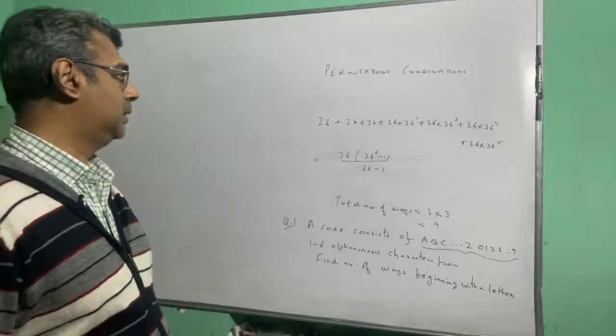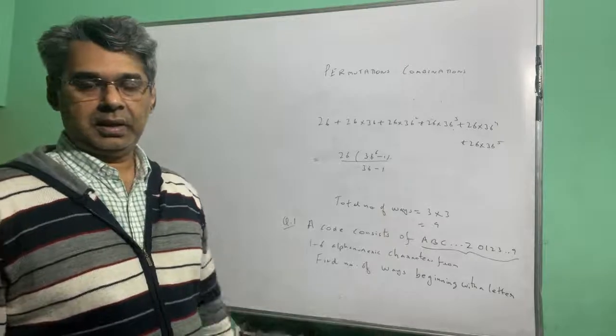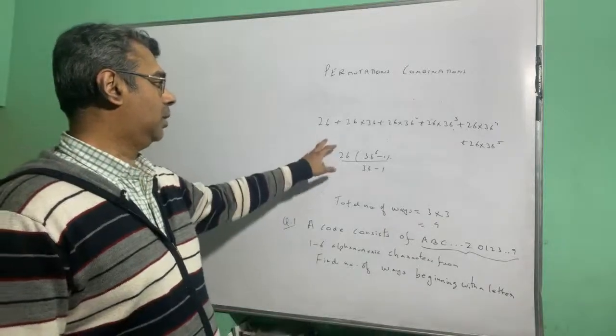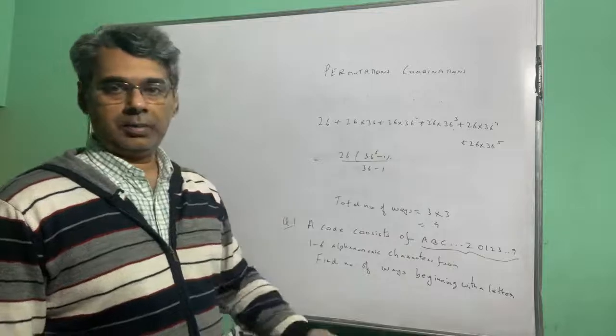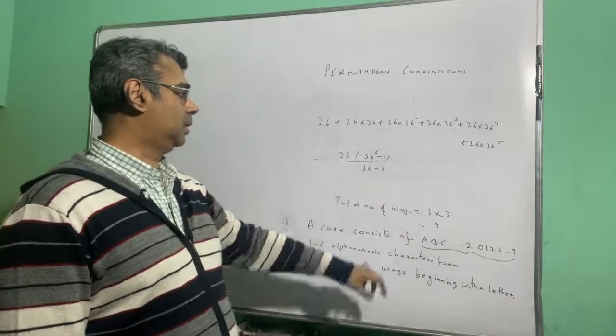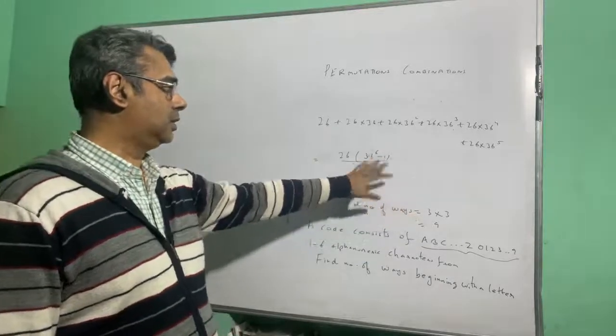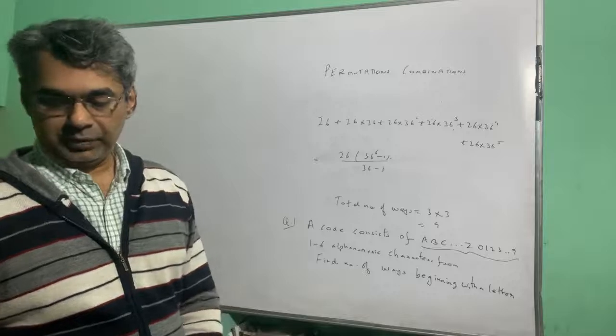Okay, so basically the final answer is a very big answer, so I'm just leaving it like that. So 26 common, and then it's a GP of common ratio 36. So 26 into 36 to the power 6 minus 1 by 36 minus 1. Since there is a GP of common ratio 36, this will be the answer, right?